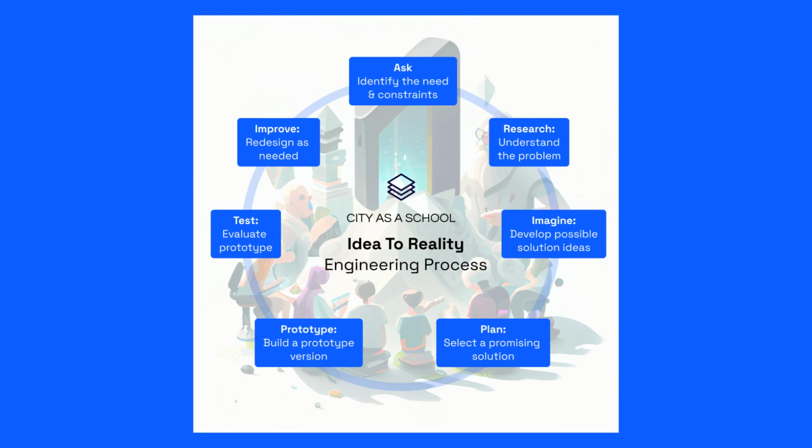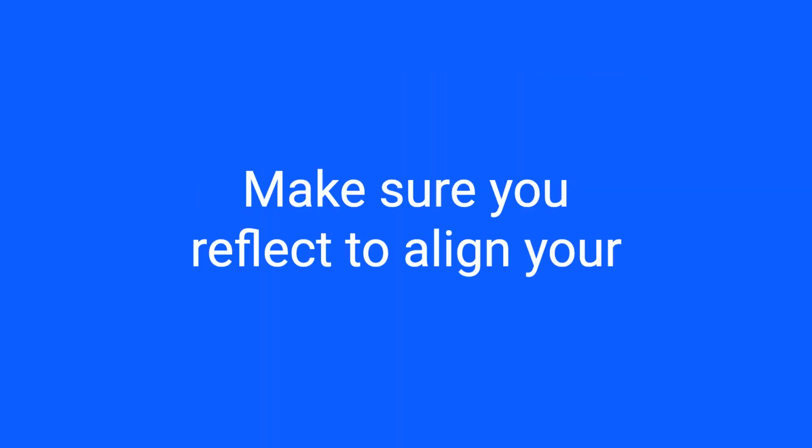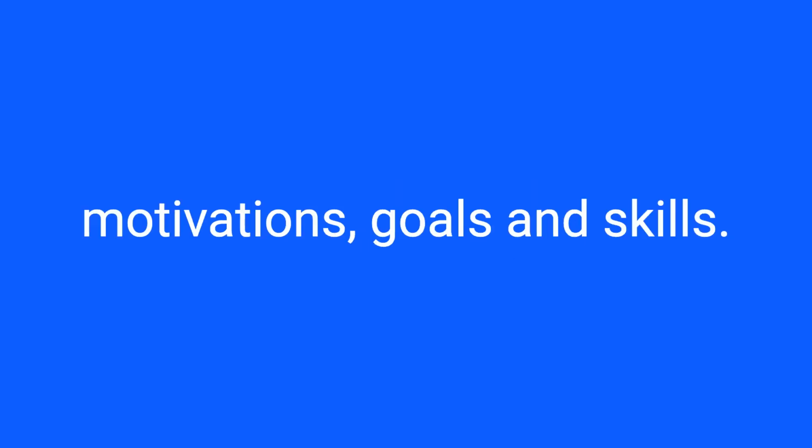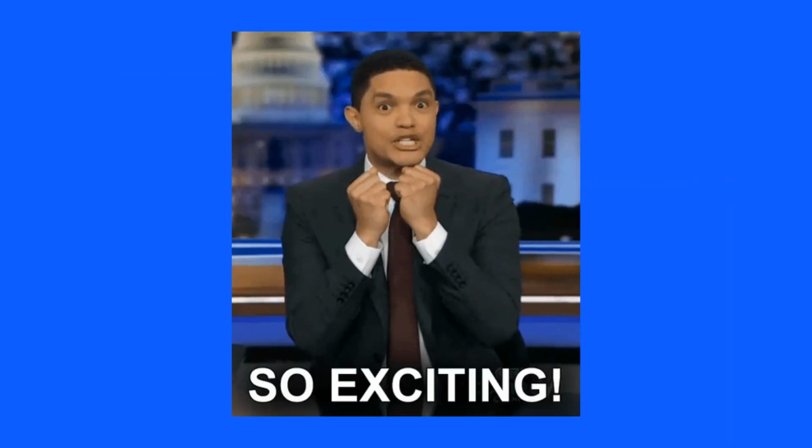The idea to reality process is a simple 7-step process for building just about anything. But the most important thing before we even start the process is alignment. Before you get into the steps, check this. Make sure you reflect to align your motivations, goals, and skills. When you set out to build your project, make sure the project actually excites you. It doesn't matter how big or small the project is, just make sure you really care about it.